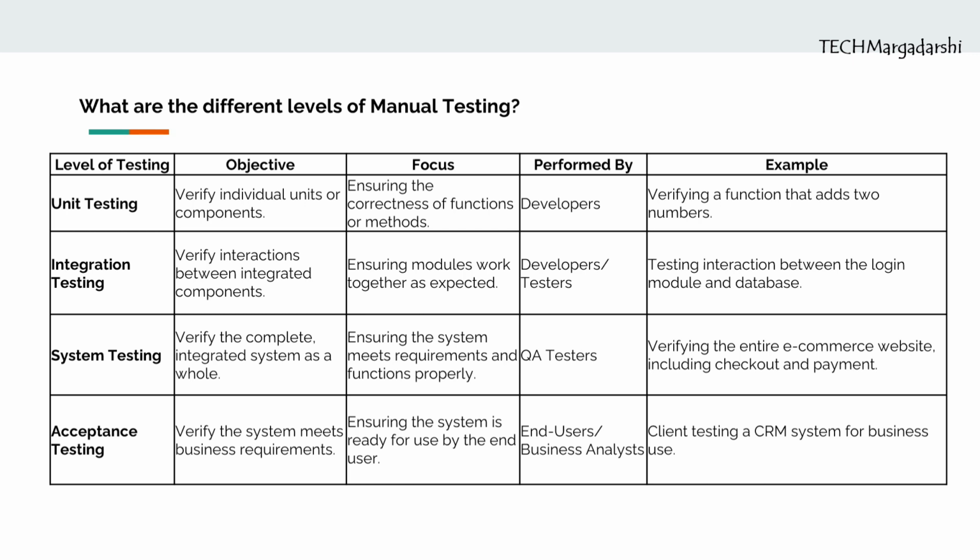Unit testing. This is the first level of testing. The objective is to verify individual units or components, such as functions or methods, to make sure they work correctly. Example, testing a function that adds two numbers.